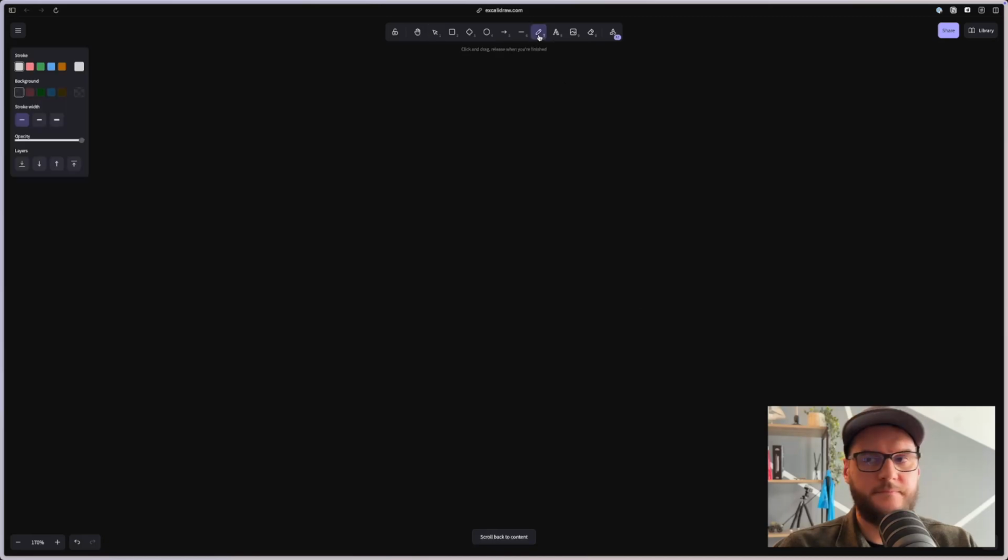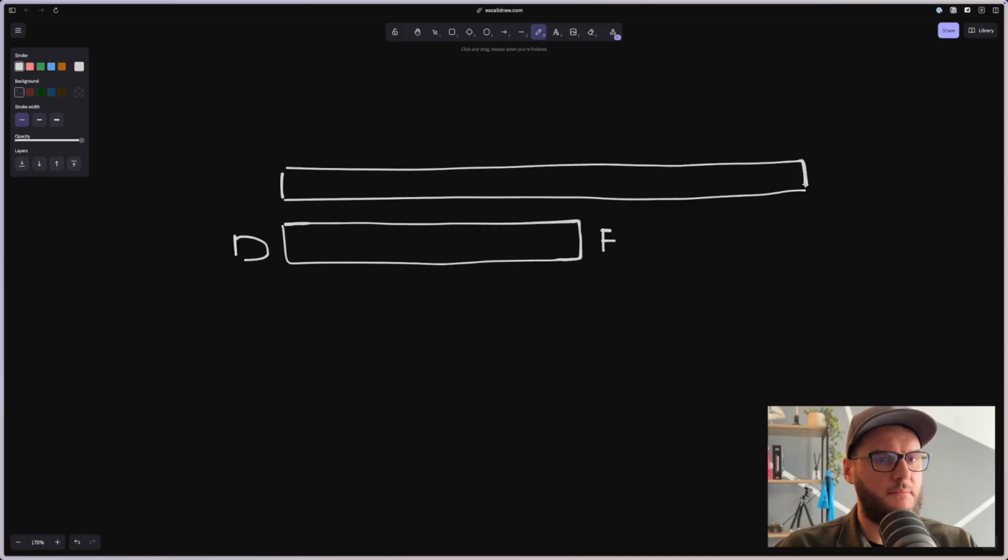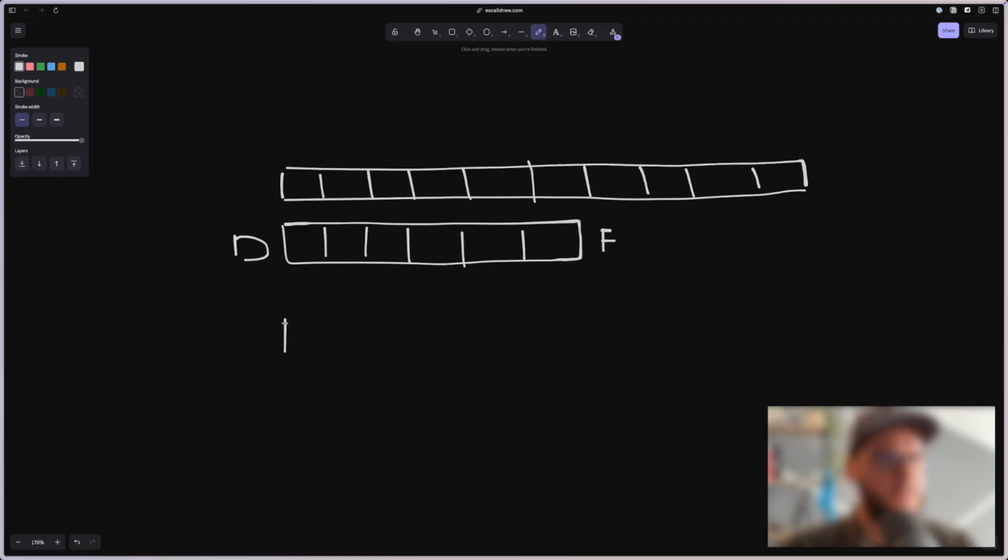So let's say we have a file F that is on disk, okay? And this is our virtual memory space. Of course, we have disk blocks, and here we also have memory pages like this. But our physical memory is something like this. Okay, so this is RAM.